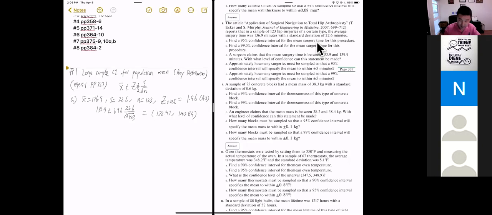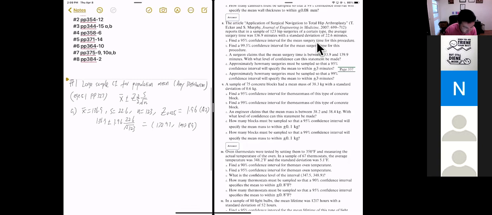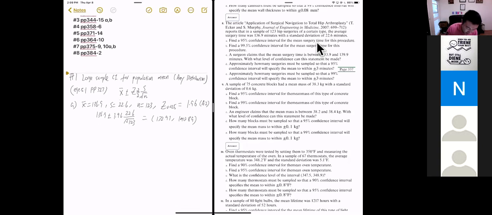Then part C of this question. A surgeon claims that the mean surgery time is between 133.9 and 139.9 minutes. So at what level of confidence can this statement be made? We use the same equation, but we calculate backwards. Again, we use this equation. The range tells us the lower bound is 133.9.